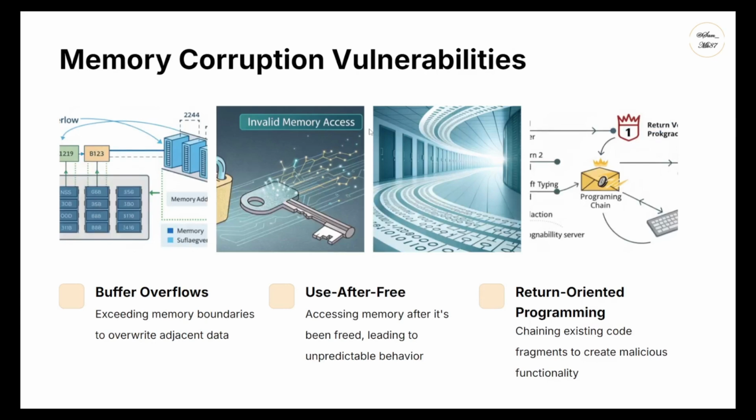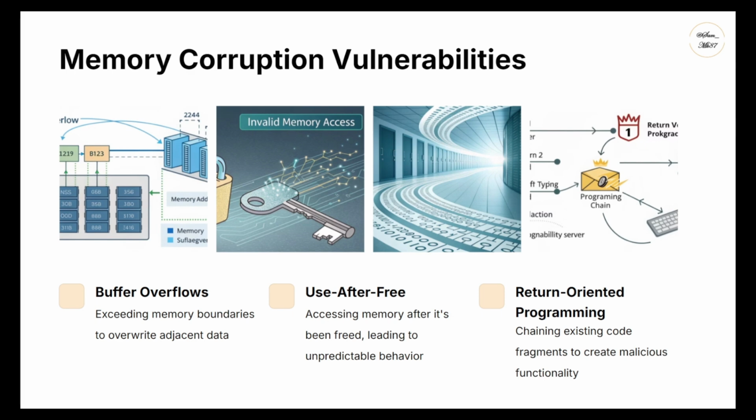Alright, now let's talk about memory corruption vulnerabilities, which are among the most dangerous and complex security flaws, often allowing attackers to gain full control over a system. One common example is a buffer overflow. This happens when a program writes more data to a memory buffer than it can hold. The extra data can overflow into adjacent memory, potentially overwriting critical values like return addresses or function pointers. This can lead to crashes or allow an attacker to execute arbitrary code.